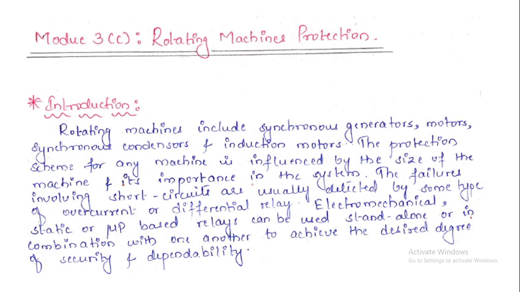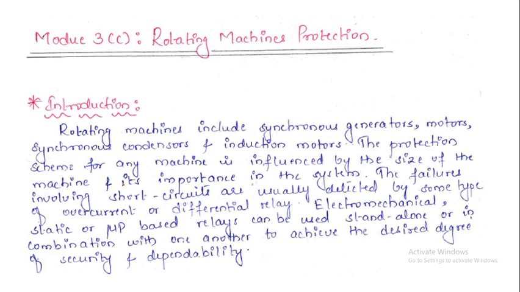Now we'll move on to another section of your third module, that is module 3C, rotating machine protection. Here basically we are dealing with the protection of machines, especially rotating machines which are used in the power system. Rotating machines include synchronous generators, synchronous motors, synchronous condensers and induction motors. So there are various types: we have synchronous generators, synchronous motors, synchronous condensers, and induction motors.